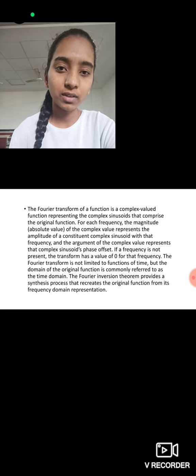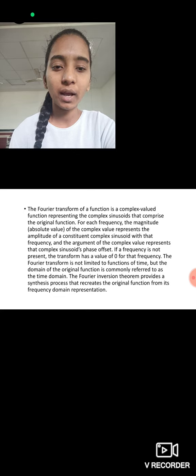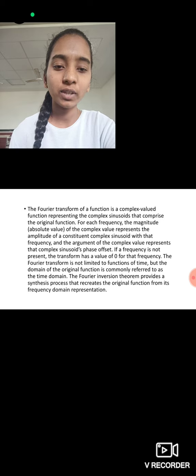The Fourier transform of a function is a complex valued function representing the complex sinusoids that comprise the original function. For each frequency, the magnitude of the complex value represents the amplitude of the constituent complex sinusoid with that frequency, and the argument of the complex value represents that complex phase offset. If a frequency is not present, the transform has a value of 0 for that frequency.